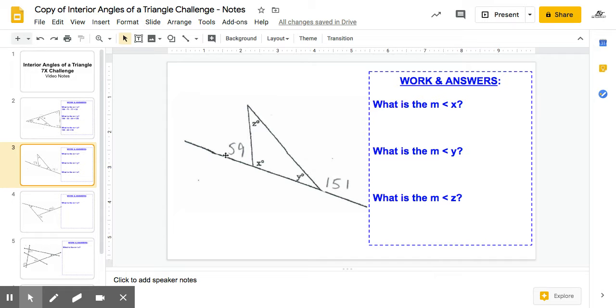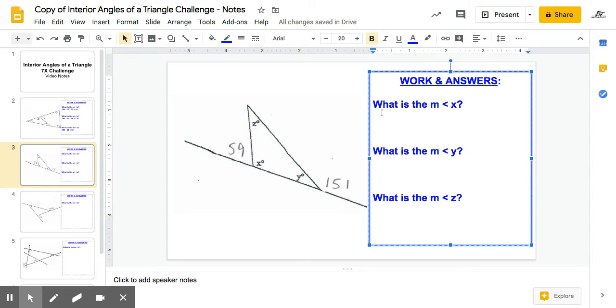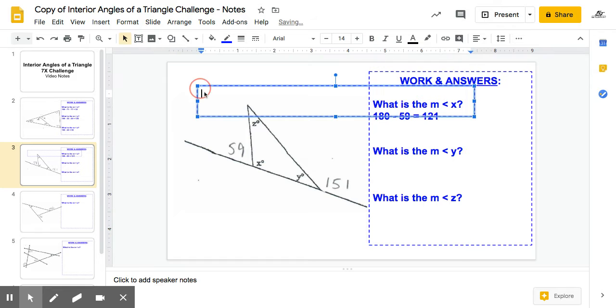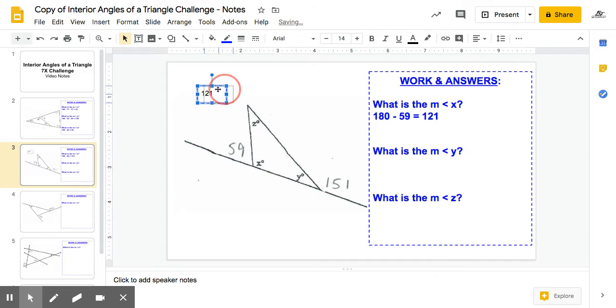But I did tell you that this angle right here is equal to 59 degrees. Well, this 59-degree angle and angle X here are supplementary angles. They are on the straight line and they're right next to each other. Again, we know supplementary angles have to add to be 180 degrees. So I can find the measure of angle X by simply subtracting 180 minus 59. And 180 minus 59 is 121. So angle X has to equal 121 degrees.